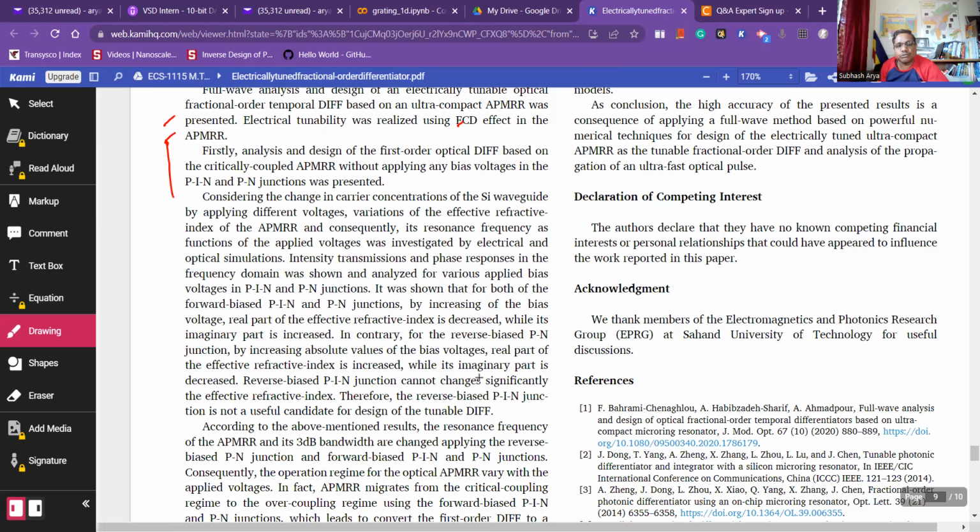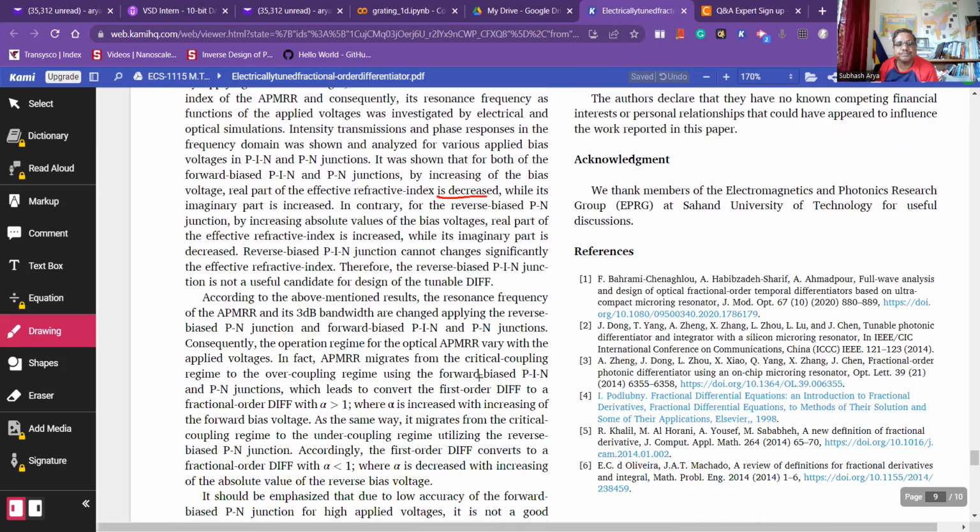It was shown that for both of the forward bias PIN and PN junction, by increasing the bias voltages, real part of the effective refractive index is decreased, while its imaginary part is increased. In contrary, for the reverse bias PN junction, by increasing absolute value of the bias voltage, the real part of the effective refractive index is increased, while its imaginary part is decreased. Reverse bias PIN junction cannot change significantly the effective refractive index. Therefore, the reverse bias PIN junction is not a useful candidate for design of the tunable differentiator.